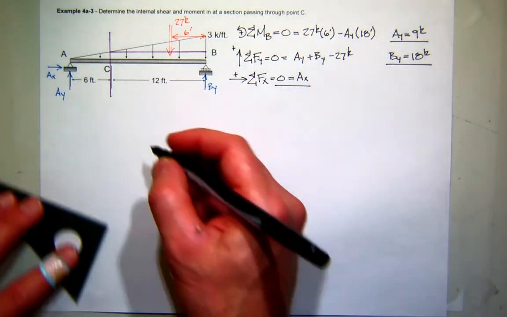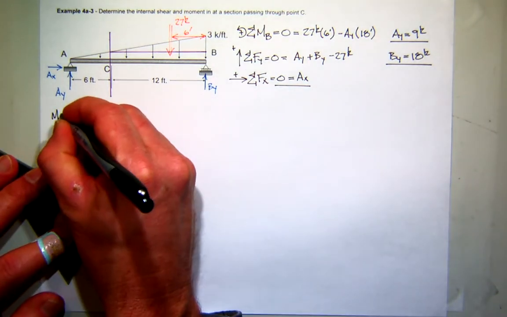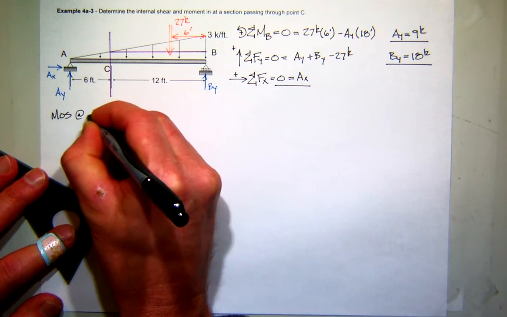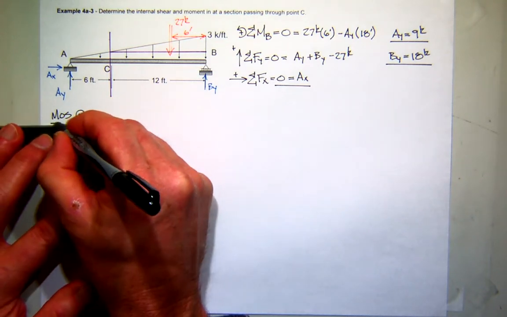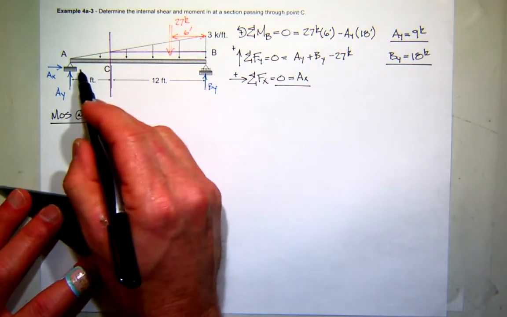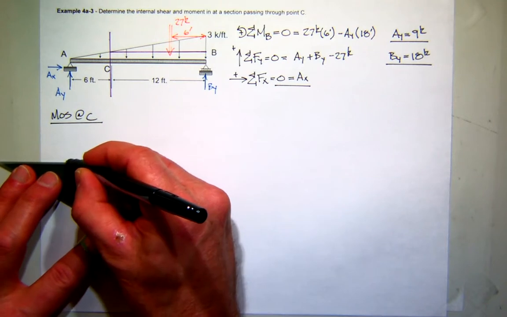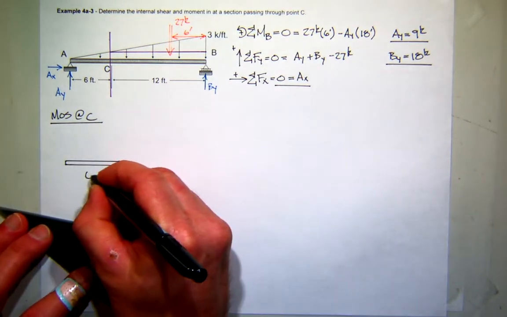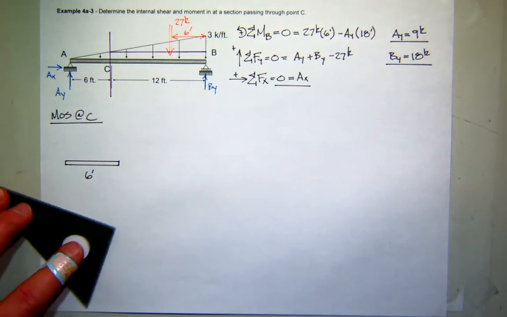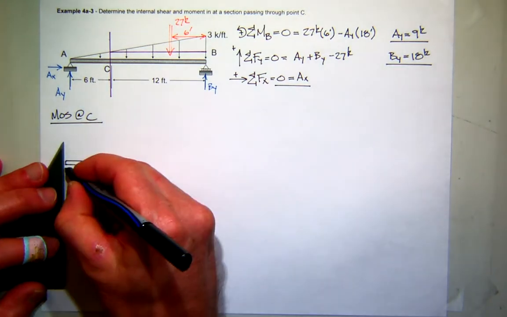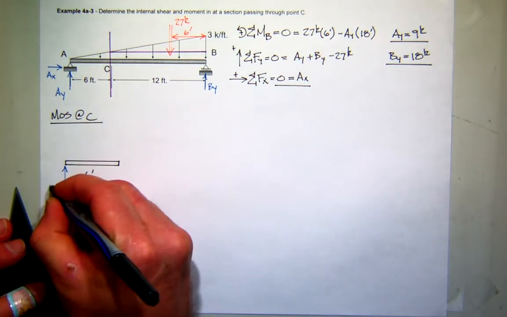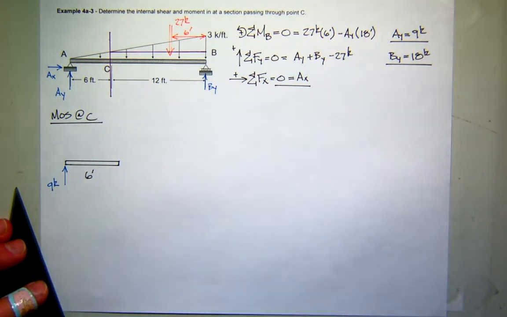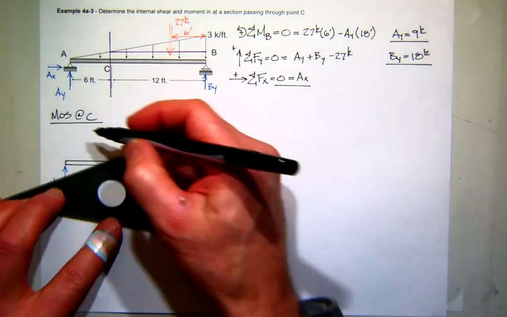Okay, so let's use our method of sections at C. When I do that, I'm going to look at the left-hand side right now. So I'll draw this a little bit larger. So there's my free body, 6 feet. At A, I know AY is 9 kips. I have a distributed load there.